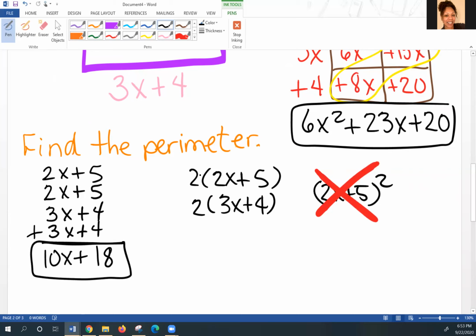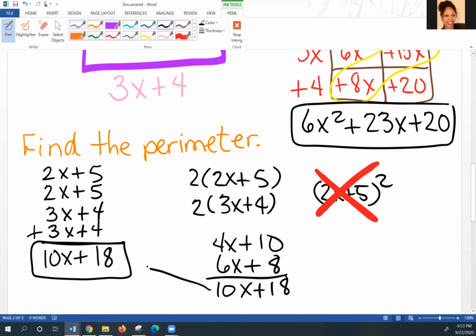But again, if you were to actually do the math this way, you're going to end up with the same thing. You'll just have 4x plus 10, and then you'll have 6x plus 8, which results in 10x plus 18, which is the same thing. So it just really depends on how you want to do it. That goes here, and this goes there. Again, make sure it's a big 2, not the superscript, because some people get confused with that.